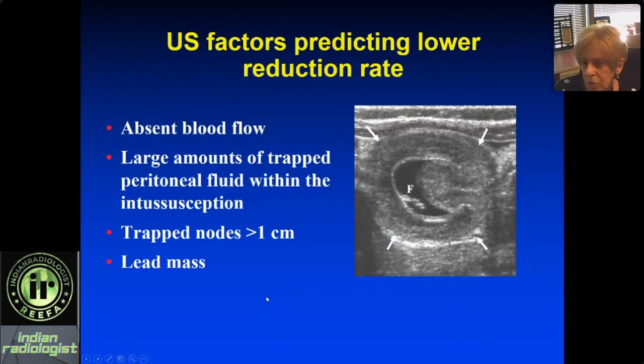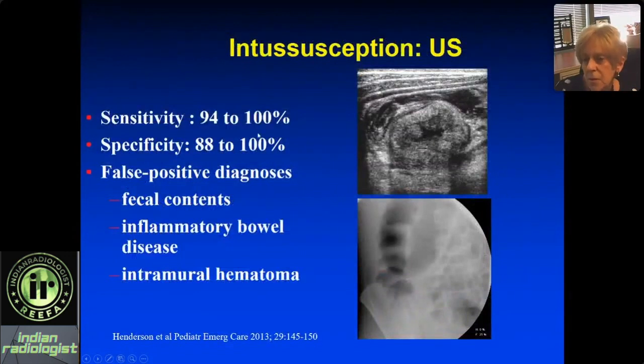The ultrasound factors that predict that you're going to have difficulty reducing this: if you see absent blood flow, I showed you that. If you have a large amount of fluid in the central intussusception, it's a bad sign. If you see a lot of trapped lymph nodes in the intussusception, and if there's a lead mass. Sensitivity, 94 to 100%, specificity up to 100%.